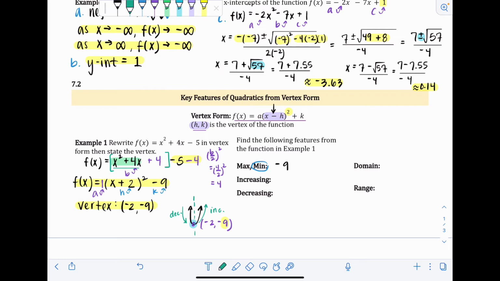Since it's a vertical line, that's the line x equals -2. It just goes through the x coordinate of the vertex. And that's our boundary line where it shifts from decreasing to increasing. So I'm going to write this in interval notation. I'm also going to introduce a different way of writing where it's increasing, where it's decreasing.